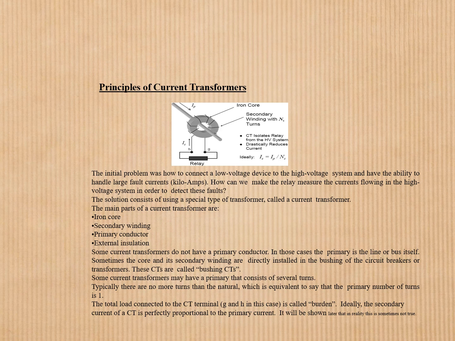Some current transformers may have a primary that consists of several turns. Typically, there are no more turns than the natural, which is equivalent to saying that the primary number of turns is 1. The total load connected to the CT terminals, G and H in this case, is called burden. Ideally, the secondary current of a CT is perfectly proportional to the primary current. It will be shown later that in reality this is sometimes not true.